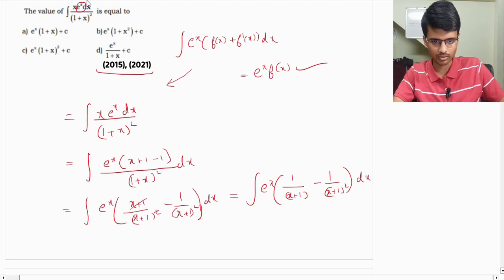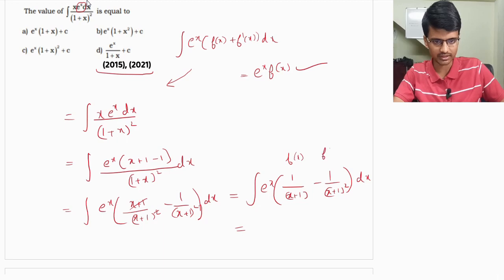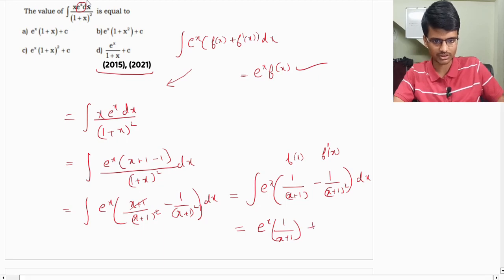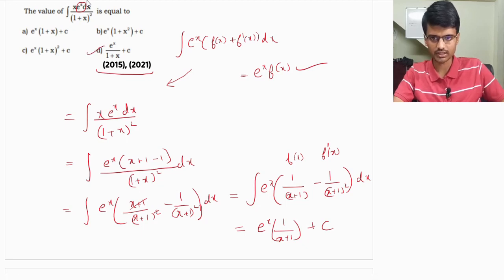So I know, for these kinds of questions, if this is my f of x, this is my f dash of x. You can check that out. Differentiation of 1 by x plus 1 is nothing but minus 1 by x plus 1 whole square. That means the answer to this question is e power x times 1 by x plus 1, plus c, the constant of integration. Okay, so this is my correct answer. Which one of them fits? The correct answer is option D. So this was asked twice, in 2015 and 2021. This is the way you need to approach the question.